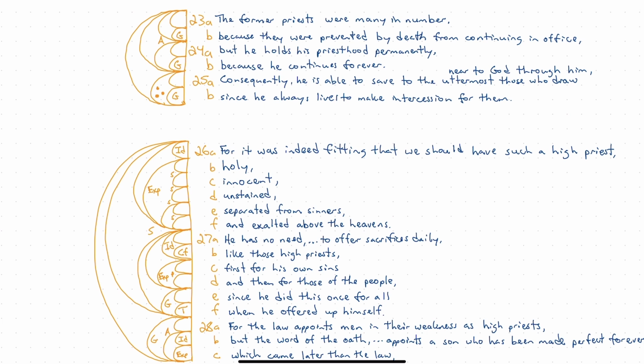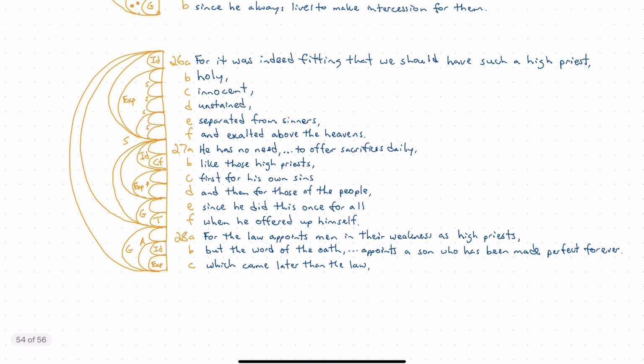So here in Hebrews chapter 7, I had already arced out in a previous video 23 to 25 here. You'll remember the former priests were many in number, and this is compared to Christ's priesthood that is being held permanently, because he himself continues forever. And the consequence, the result, the inference there is that he is able to save to the uttermost those who draw near to God through him, since he always lives to make intercession for them.